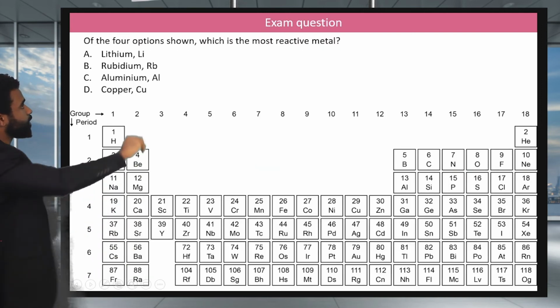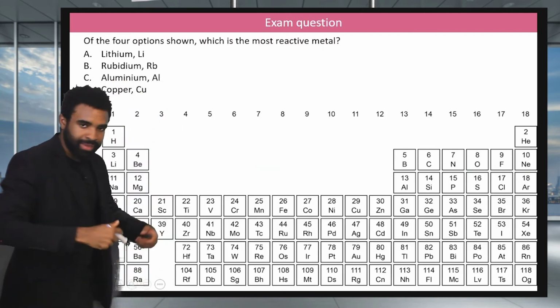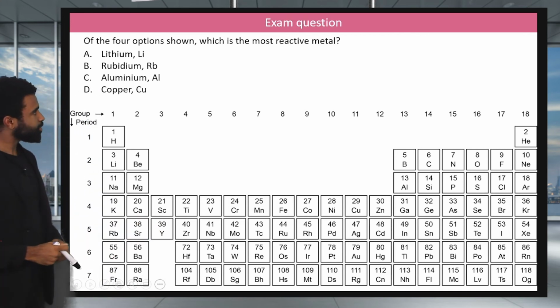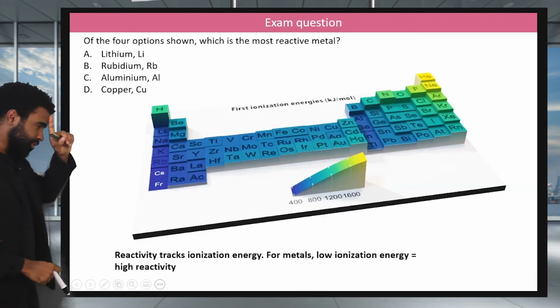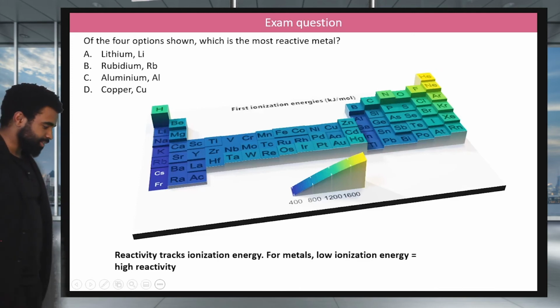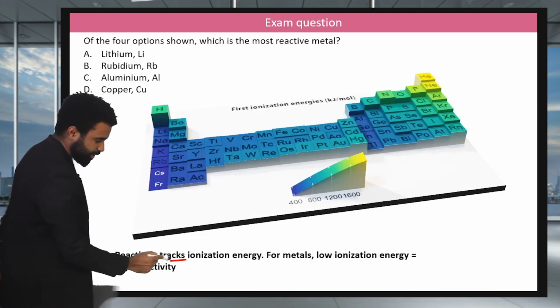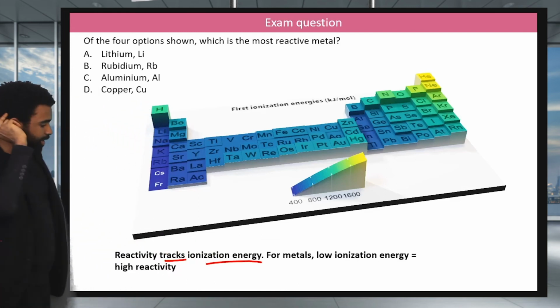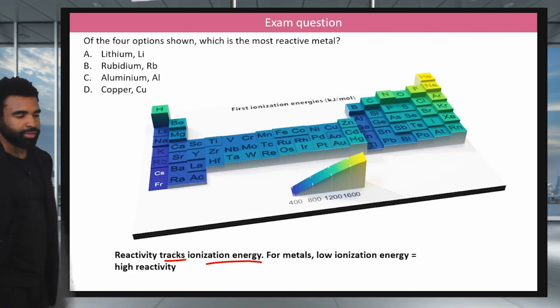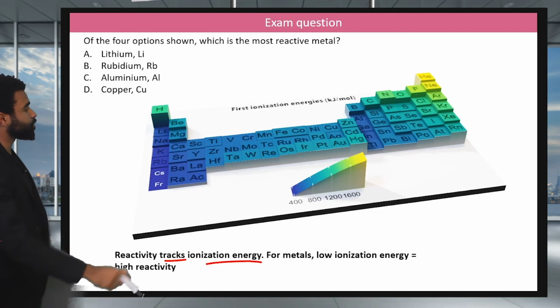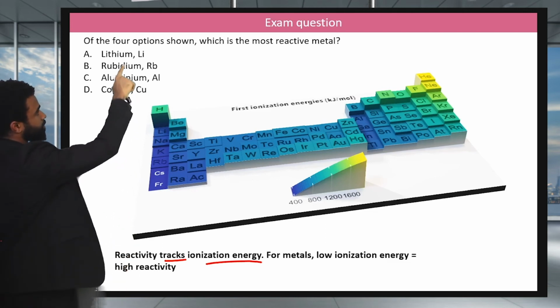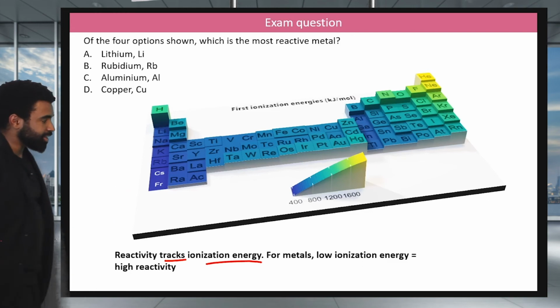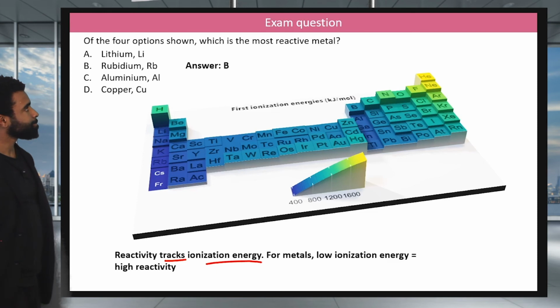Okay, here's another question for you. Of the 4 options shown, which is the most reactive metal? Again, pause the video and think about this one. How would you answer this one? Which is the most reactive metal of these 4? I'll show you a clue in a second. Here's the clue. It's the first ionization energies, and you should remember that reactivity tracks ionization energy. So low ionization energy gives you high reactivity for the metals. So the answer here, of course, should be what? Rubidium, right? Because rubidium here has the lowest ionization energy, and therefore it'll be most easy to pull off an electron.